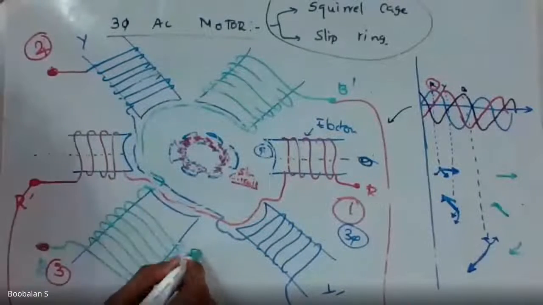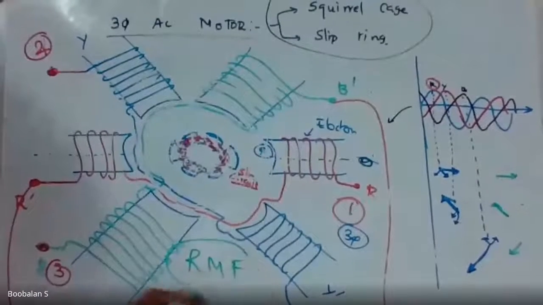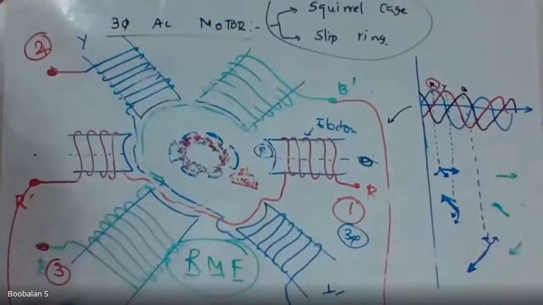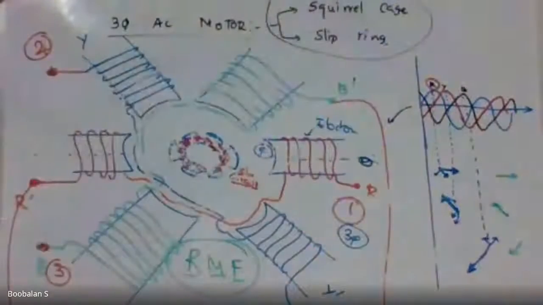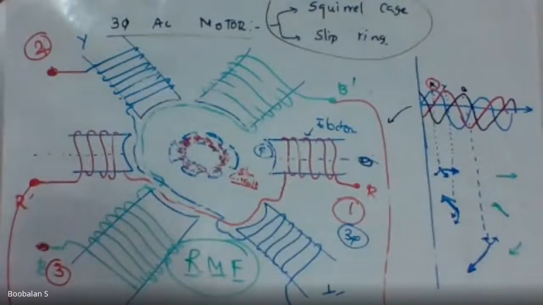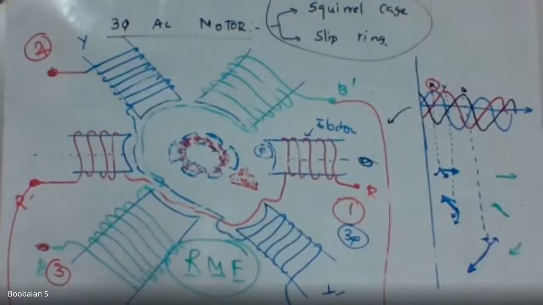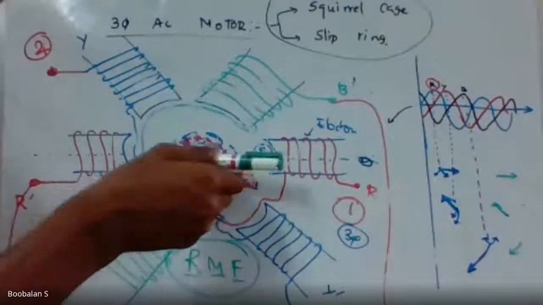This is called RMF. So the rotating magnetic field is now generated. How is the rotating magnetic field rotated? Because my three-phase AC power supply is 120 degrees apart, the supply is also continuously changing with respect to time. So there is a rotating magnetic field.